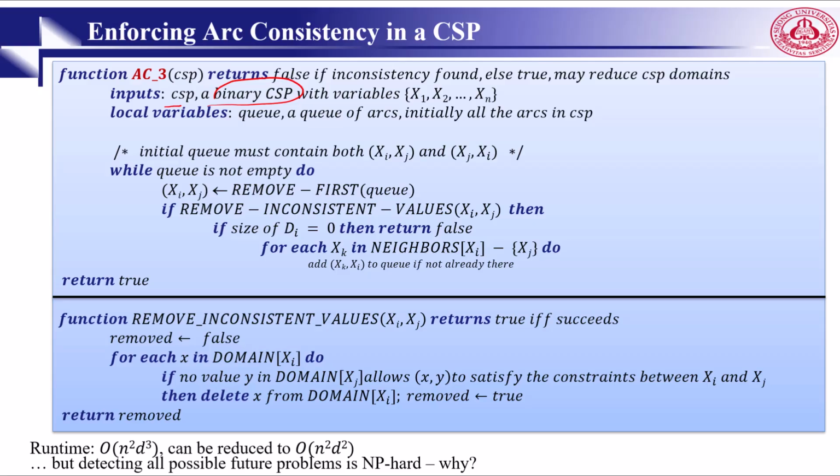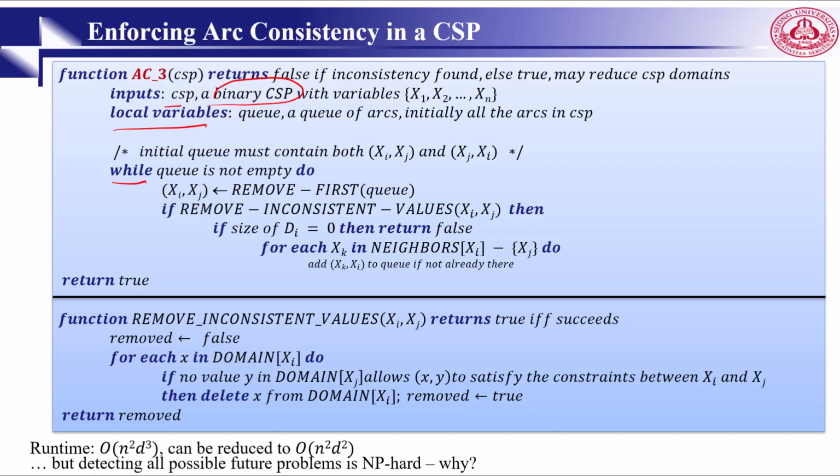In crypto arithmetic, we had some non-binary graphs where one node has more than two links to others. Then we have some local variables. It's a queue of arcs in our CSP. And then here we have a while loop. We select the first arc in our queue. Then we check whether it is consistent or not.